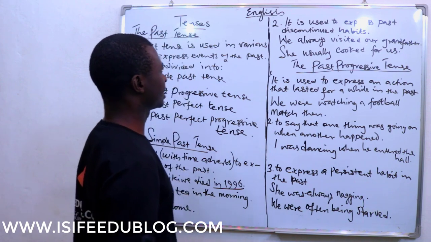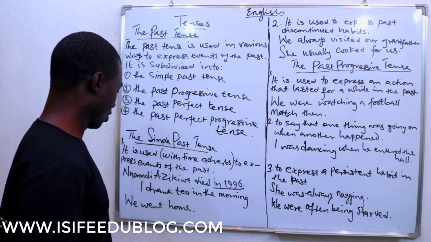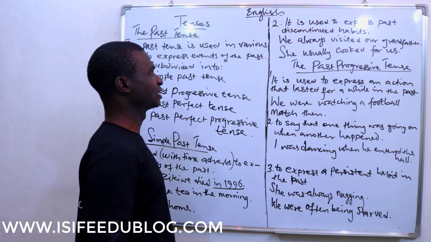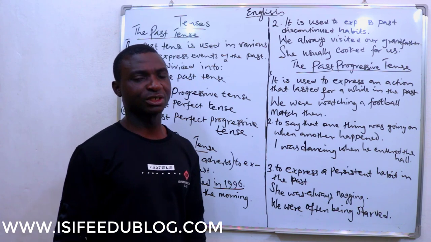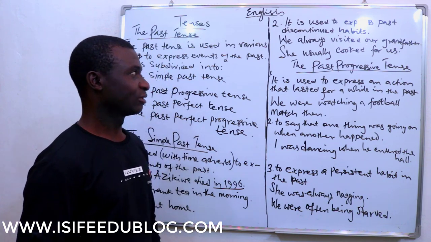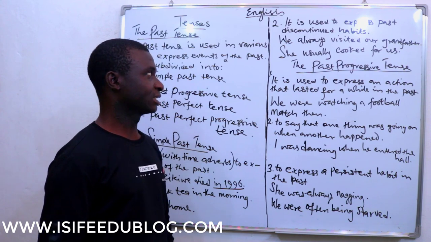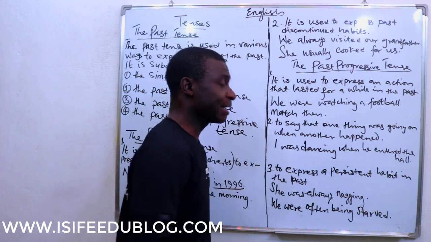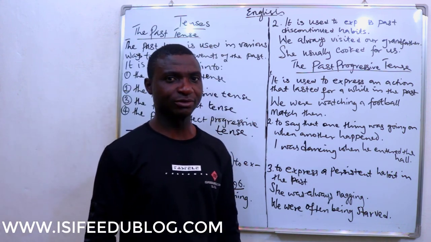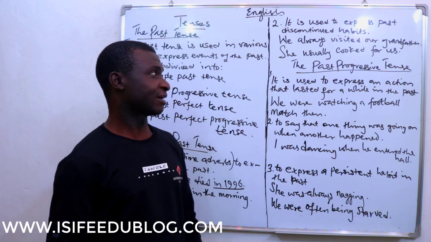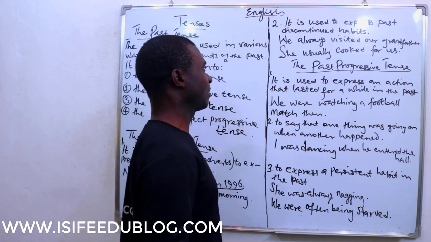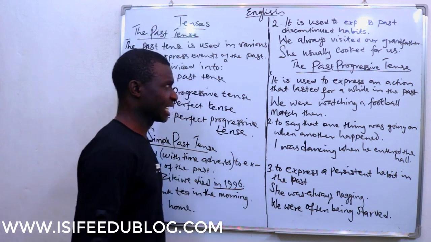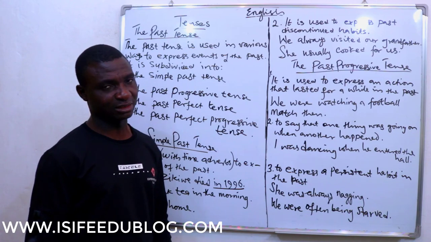Now, we take the second function of the simple past tense. It is used to express past discontinued habits. Things we did regularly in the past, we no longer do them now. Alright? We always visited our grandfather. Perhaps the man is late now, so the visits have stopped. Therefore, you put it in the past. We always visited our grandfather. Not we always visit our grandfather when this visit is no longer taking place.